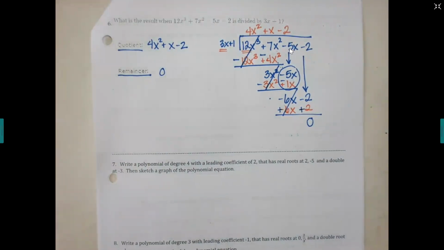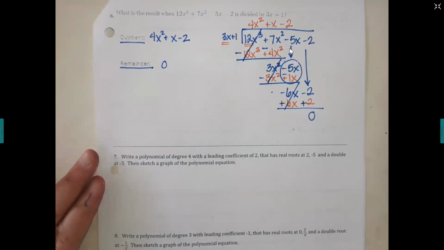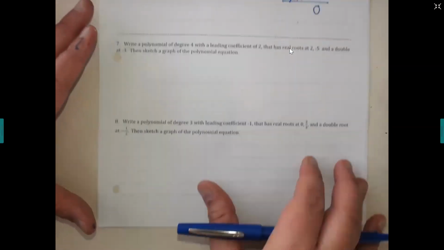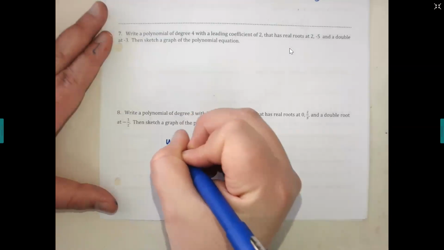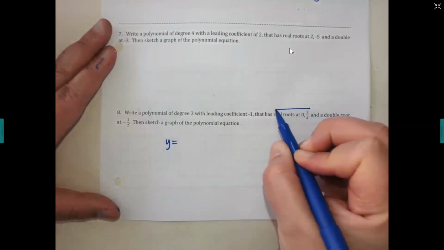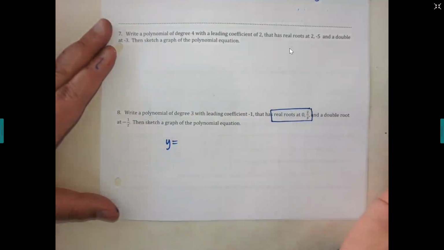All right. Last one we're gonna do for right now is number 8. Okay, it says write a polynomial of degree 3 with leading coefficient -1 with real roots at 0 and 2/3 and a double root at -1/2. Okay, let's do it. Y equals, we're writing a polynomial. I want real roots at 0 and 2/3.